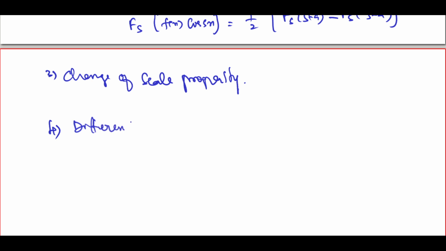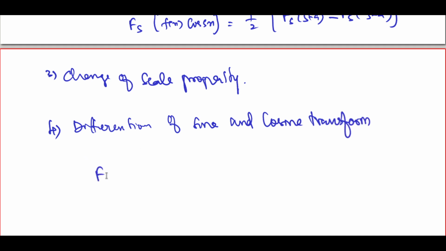I wanted differentiation of sine and cosine transform. Suppose you know the Fourier sine transform of f of x, and you differentiate it. What you're going to get here is the Fourier cosine transform of x into f of x.